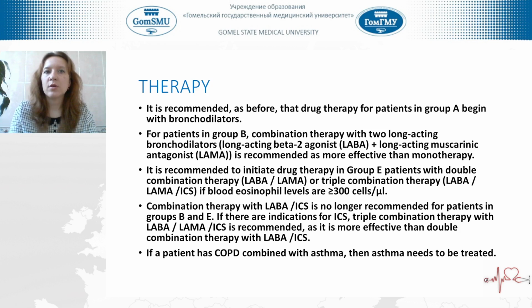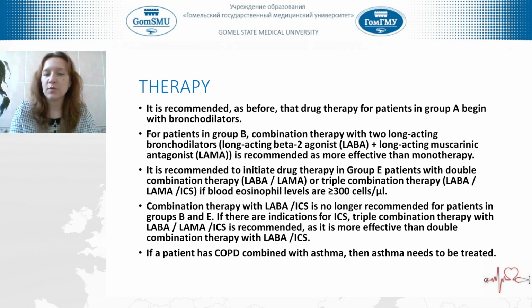Therapy. It is recommended, as before, that drug therapy for patients in group A begin with bronchodilators. For patients in group B, combination therapy with two long-acting bronchodilators, LABA in combination with LAMA, is recommended as more effective than monotherapy. It is recommended to initiate drug therapy in group E patients with double combination therapy LABA and LAMA, or triple combination therapy LABA, LAMA and inhaled glucocorticosteroids if the blood eosinophil level is more than 300. Combination therapy with LABA and glucocorticosteroid is no longer recommended for patients in groups B and E.